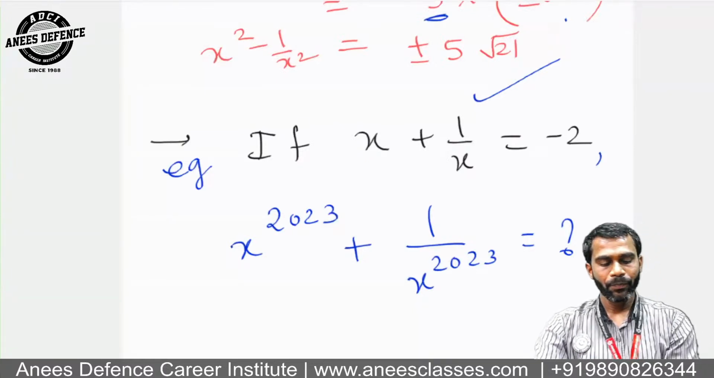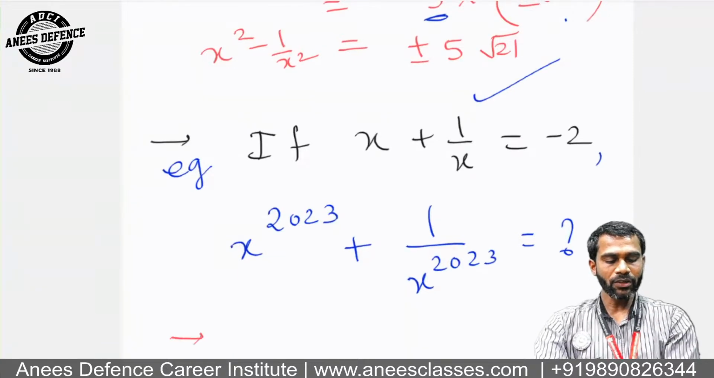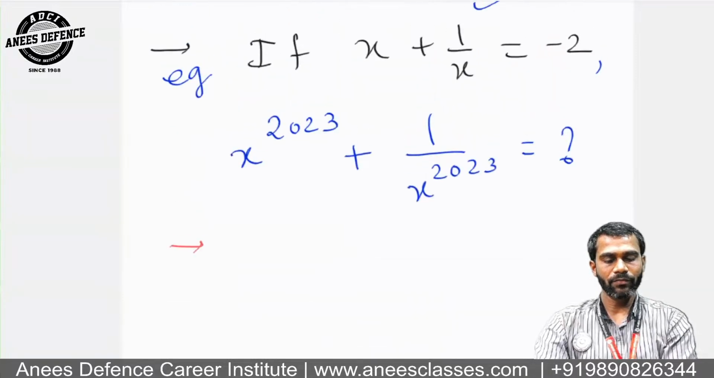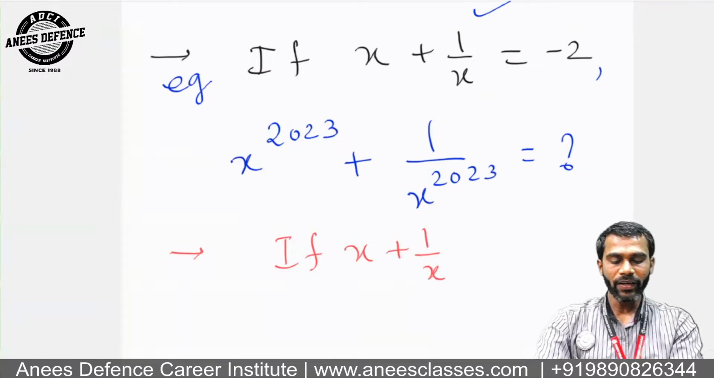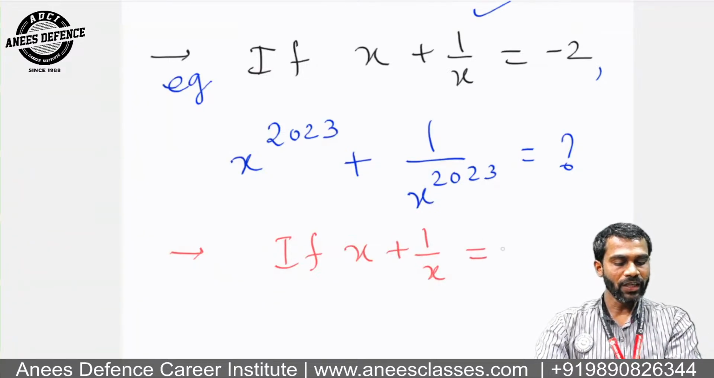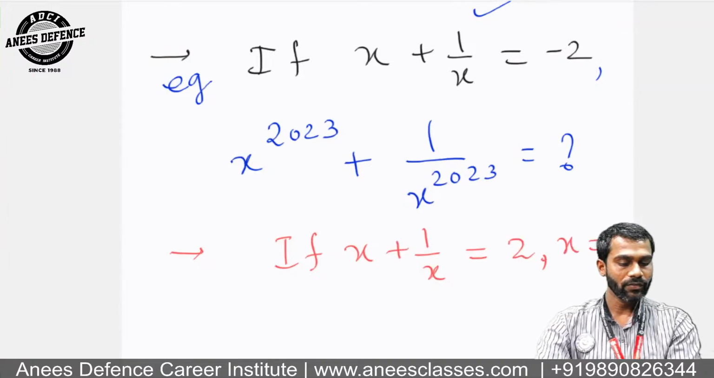See, let me tell you, very easy. Always remember, these are the shortcuts, right? You need to learn them in order to save your time in the exam, isn't it? So if x plus 1 by x, I mean, if you add any real number and its reciprocal, and if it is equal to 2, always remember that number must be 1 only, nothing else.